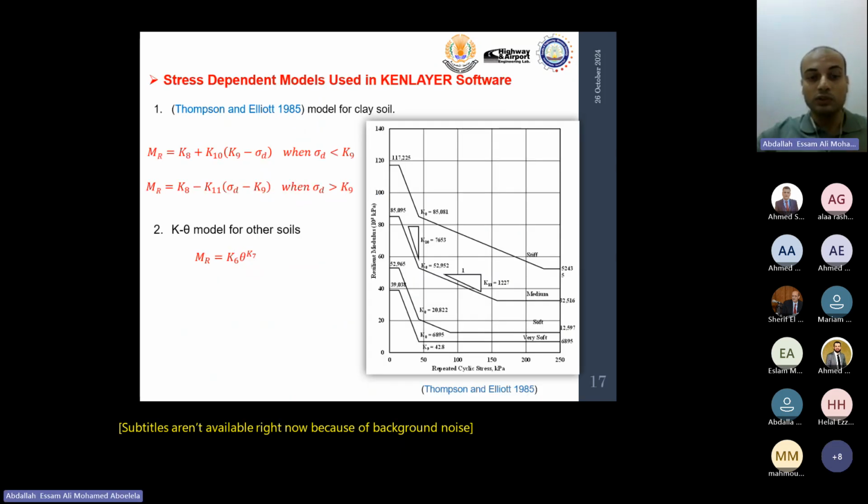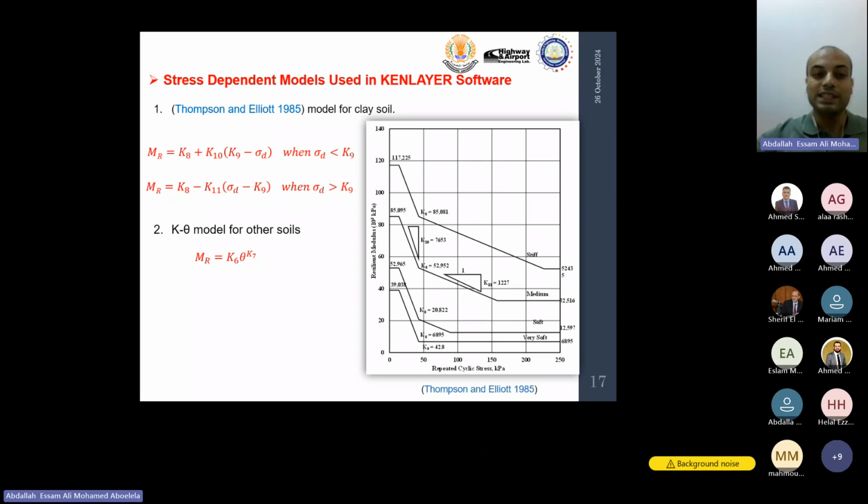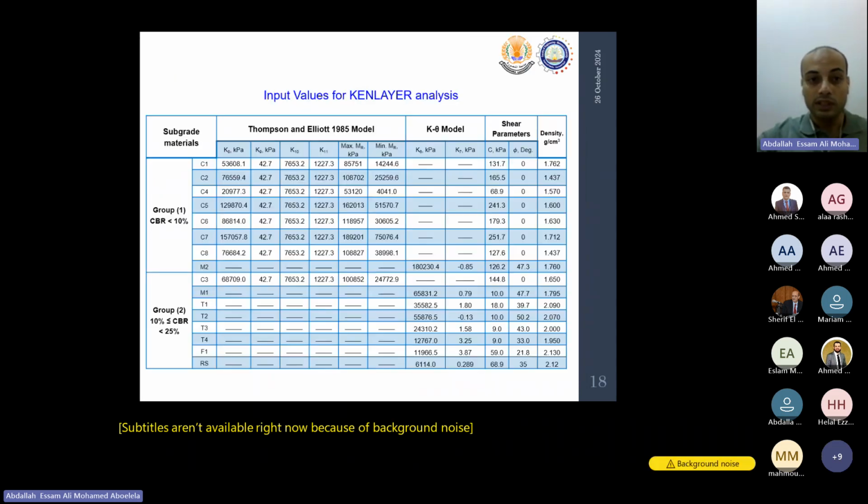It has stress-dependent models used in KENLAYER software. KENLAYER depends on two types of models for nonlinear analysis. The first one, for the clay soil, is the Thompson and Elliott model, and the second is for the other soils. So we should calculate the values of the k for the k-theta model and the values for the Thompson and Elliott models to use as inputs for KENLAYER software. This table shows all the input values used in the KENLAYER analysis, which includes the k values for the two models, shear parameters, and the density of all materials.